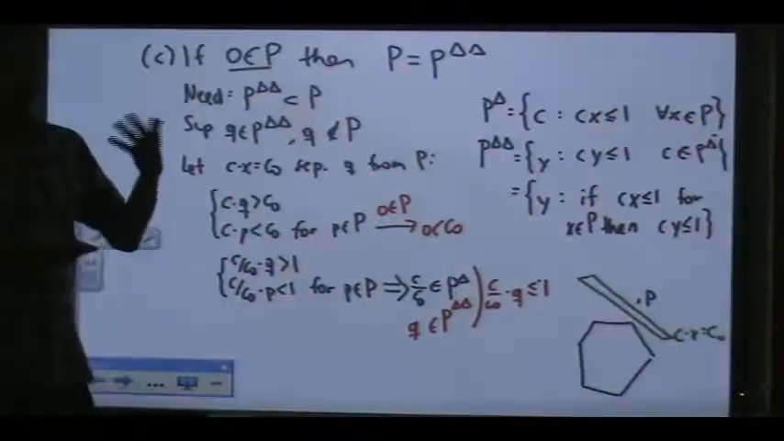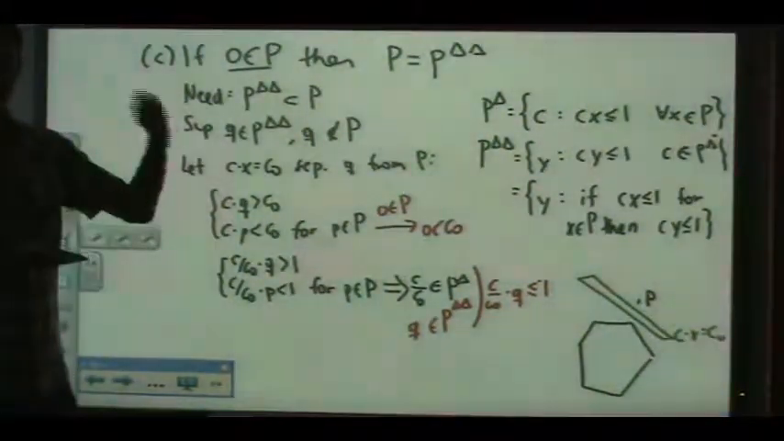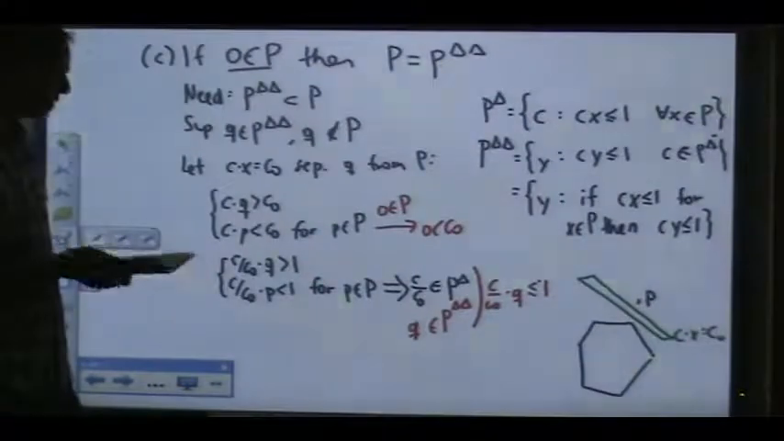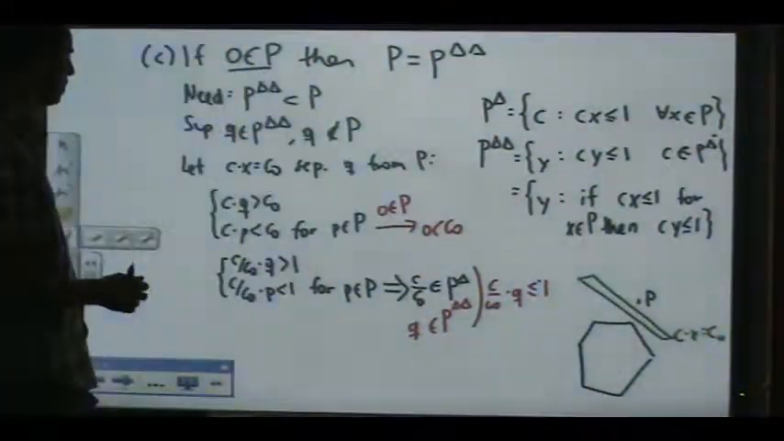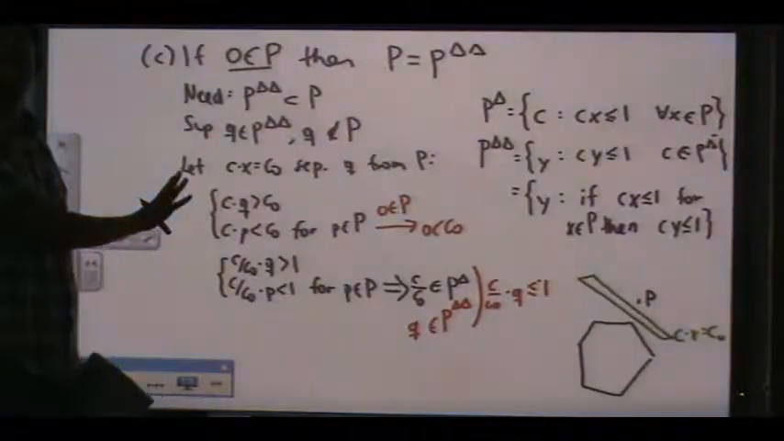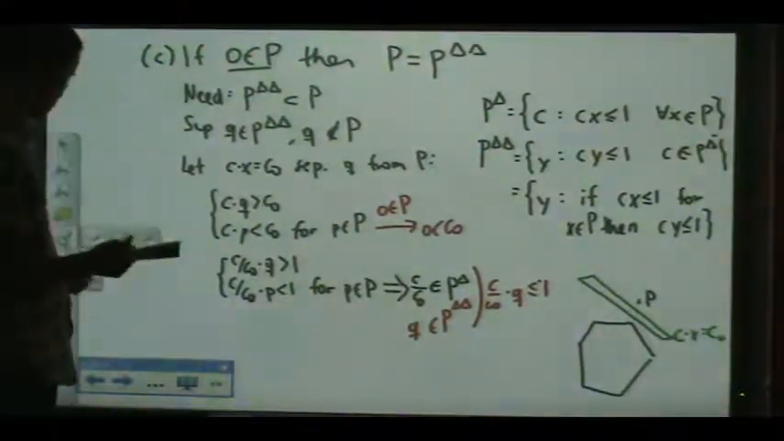So it's not too hard. And now we have maybe the nicest property, which is that the dual of the dual is the polytope itself. Any questions about this proof? Good? Okay.